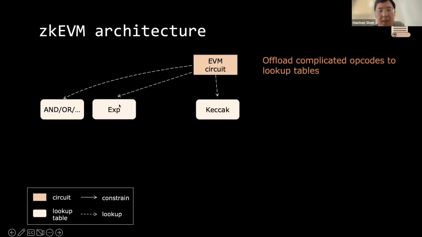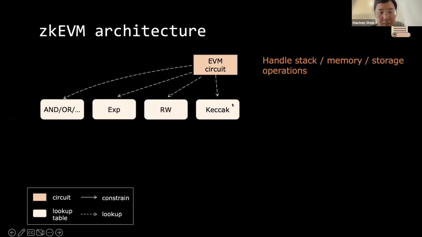And the second, there are some complicated opcodes that you're going to also offload to some side circuit, with a lookup table here, for example, the exponential and the keccak check. So these two will also be offloaded. It's too complicated if you include everything inside the EVM circuit here. So you're basically relying on opcodes and then having some other circuit to constrain those lookup tables.